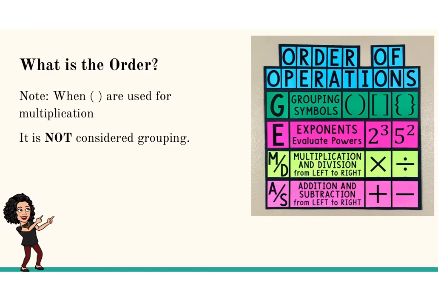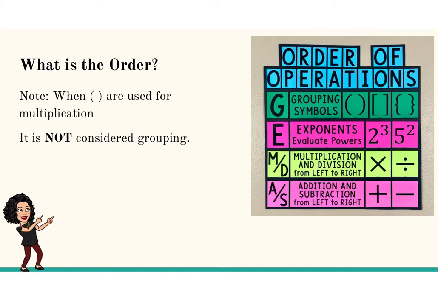So what is order of operations? Basically, this means that there is a certain way we have to do things in order to get the question correct. So we like to use GEMDAS, which means G for grouping. Any grouping symbols like parentheses will go first. Please note that when the parentheses are used for multiplication, that does not mean grouping.